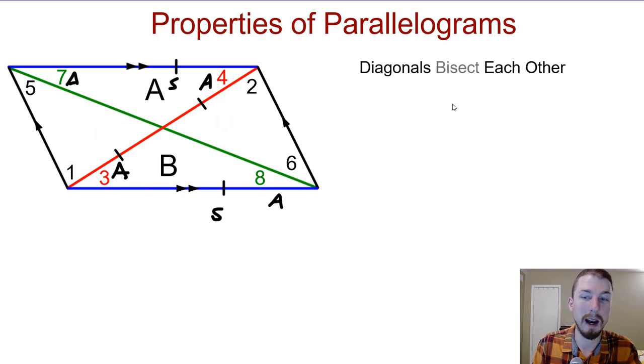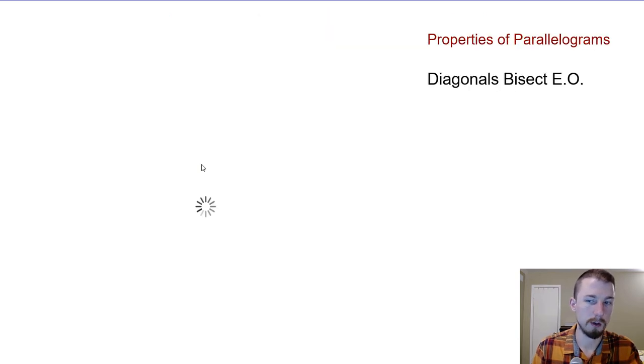Another word for that is bisecting each other. So the green diagonal cuts the red one into 2 equal halves, and the red one cuts the green one into 2 equal halves as well. Somewhere in there, I marked it. There we go. Okay, cool. So the diagonals bisect each other, and the opposite sides are congruent. That's what we have already proven.